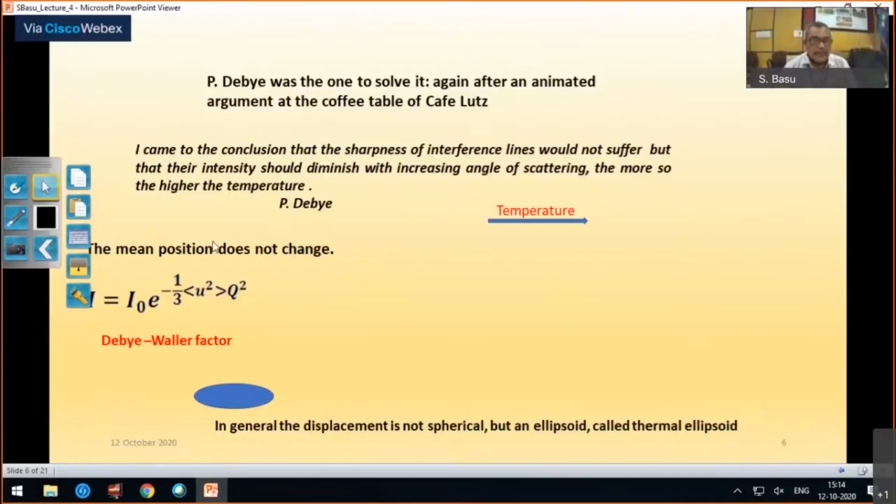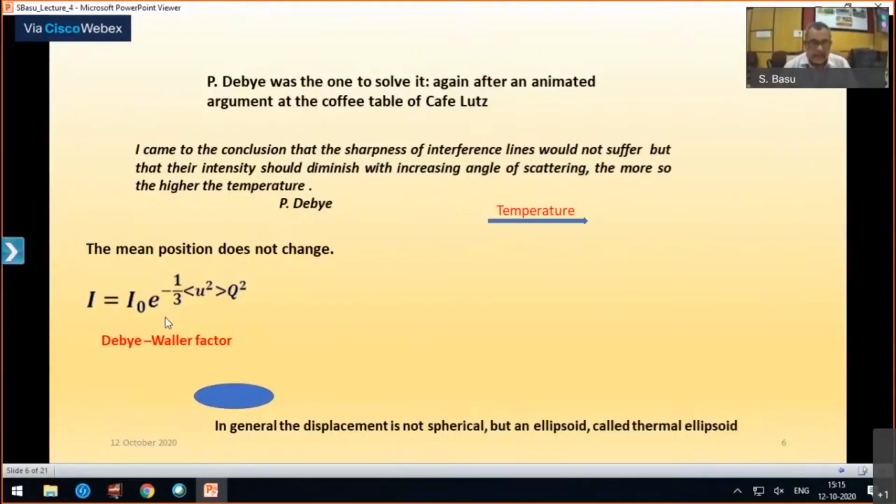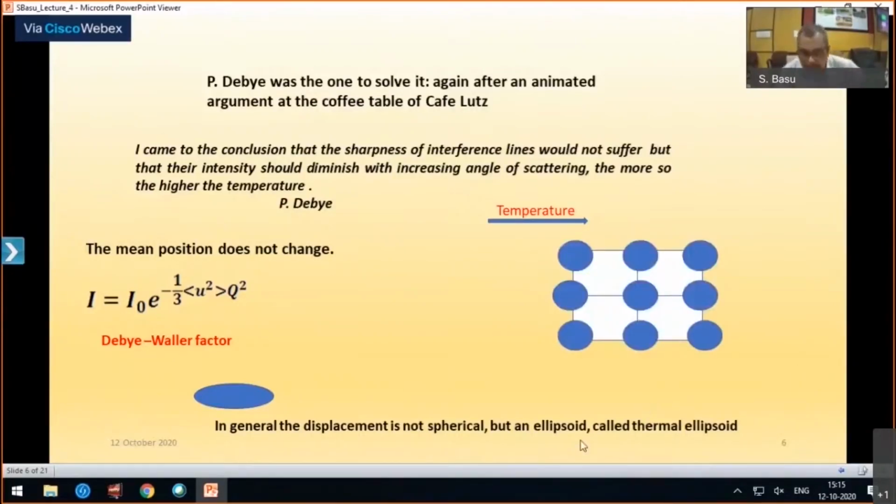And he gave an expression which says that at a temperature, if U square is the deviation from the mean, then the intensity will go down as I equal to I0 e to the power minus 1/3 U square Q square. This is known as the Debye-Waller factor. And how it is evaluated is so. So the fear that as you go higher in temperature or come to a finite temperature, the periodicity of the lattice will be lost is not right.